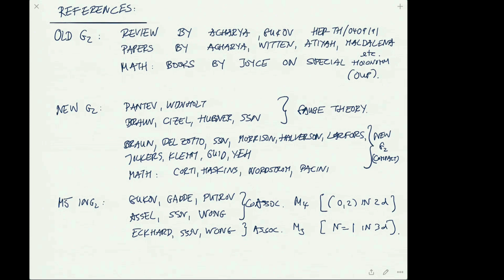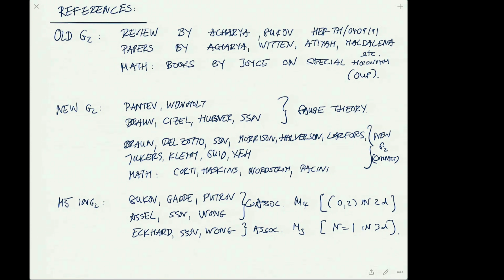There's a review by Acharya and Gukov for the very basic aspects of it. If you're interested in the math, there's a book by Joyce on special holonomy. That's very readable also for physicists. The new developments, I think, are more in the realms of these new compact geometric things.